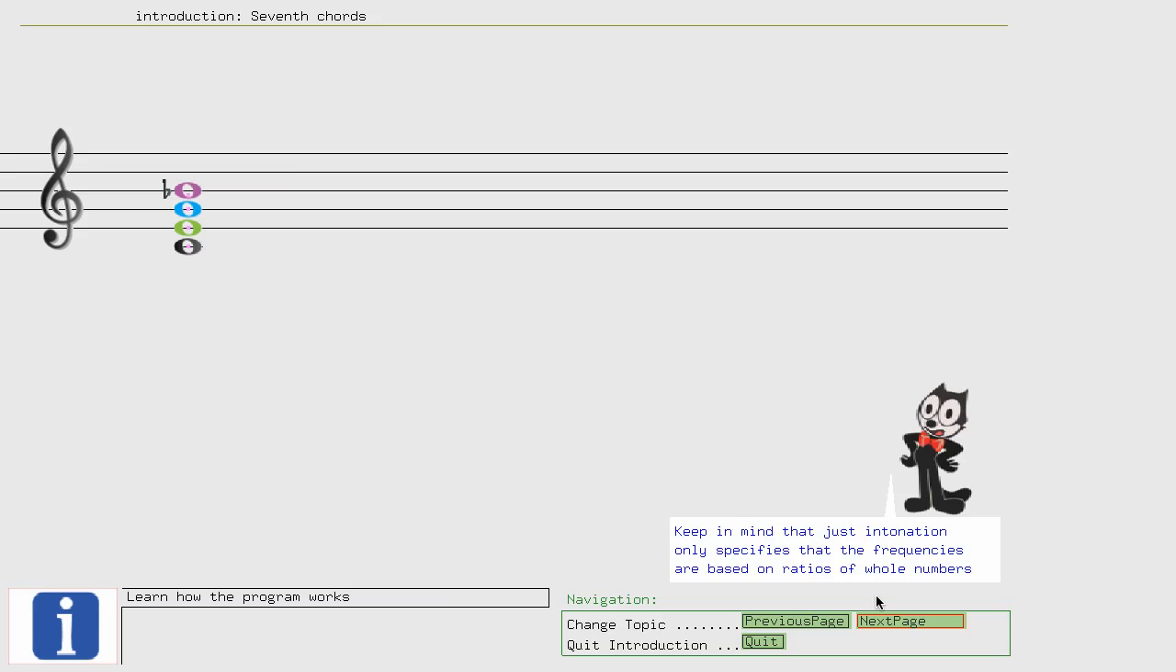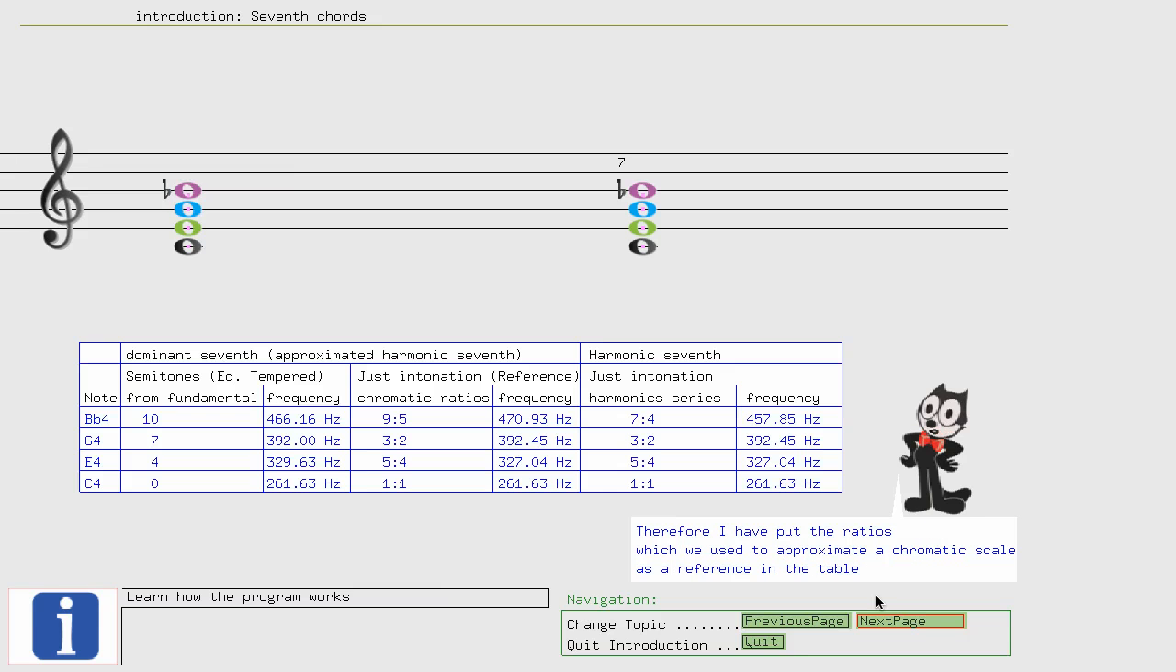Keep in mind that chest intonation only specifies that the frequencies are based on ratios of whole numbers. Therefore, I have put the ratios, which we use to approximate a chromatic scale, as a reference in the table. For a fundamental of C4, we get the following ratios and frequencies.